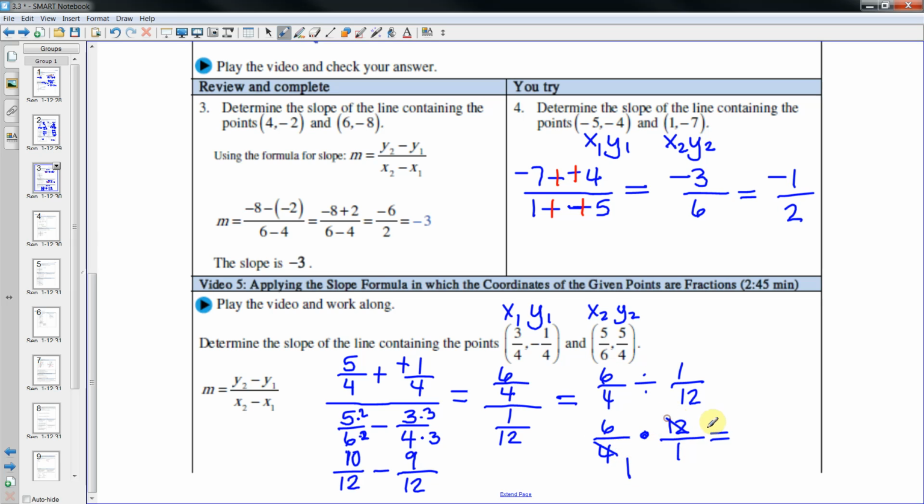4 goes into itself once. 4 goes into 12 3 times. 6 times 3, 18. All that work, we get an 18 for the end. So you just kind of have to watch yourself. Take the fractions a little bit more slowly than you do the other ones so that you don't get mixed up, and you'll be just fine.